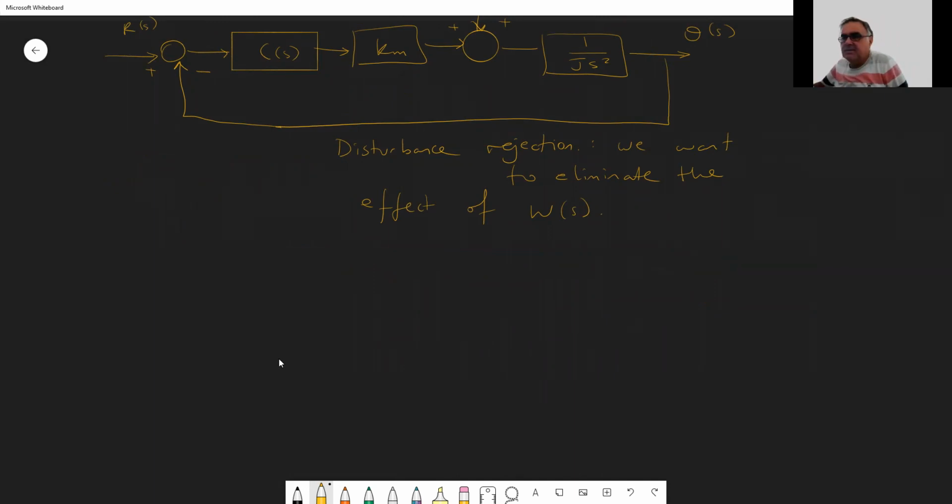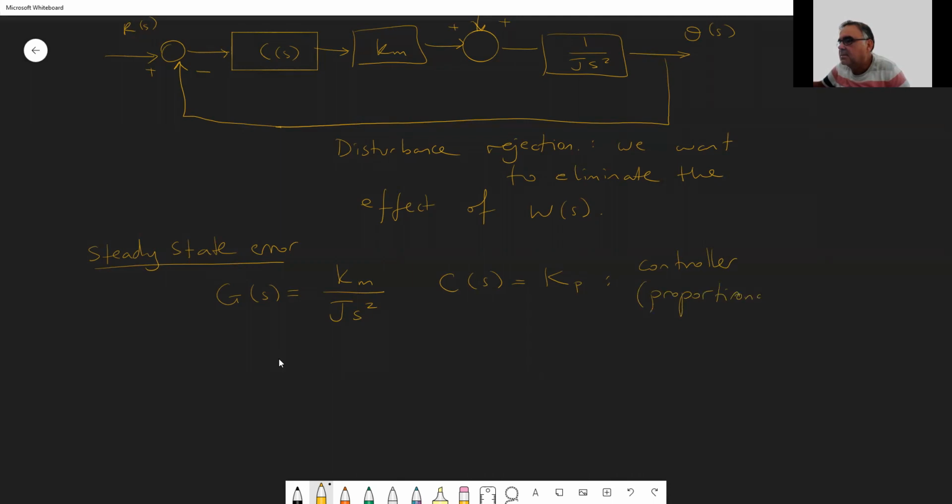Okay, so let's look at the steady state error, and this is how I will stop after doing this. Let's say that our G of S is Km over Js squared. And C of S is simply a K, let's still call it Kp. Kp is the proportional controller. So L of S is Cg, which is Kp over Js squared. And as you see, it has two free integrators.